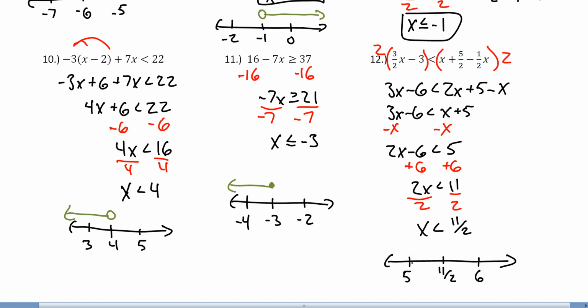Okay? And again, just to give this a little bit of context to show me where this thing is. All right? Open dot, shading to the left. Okay?